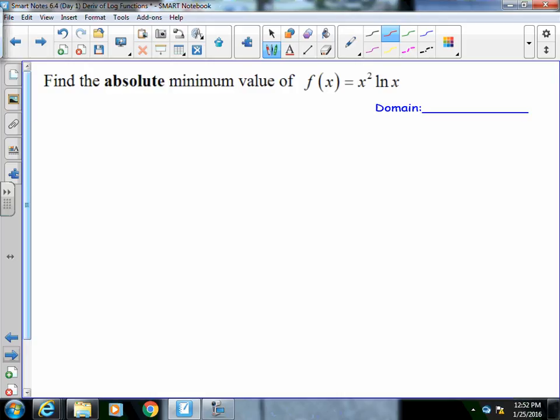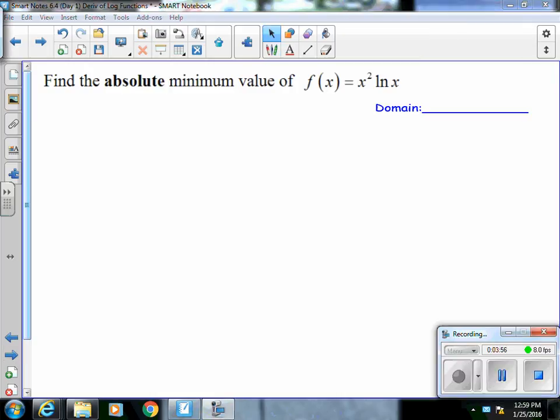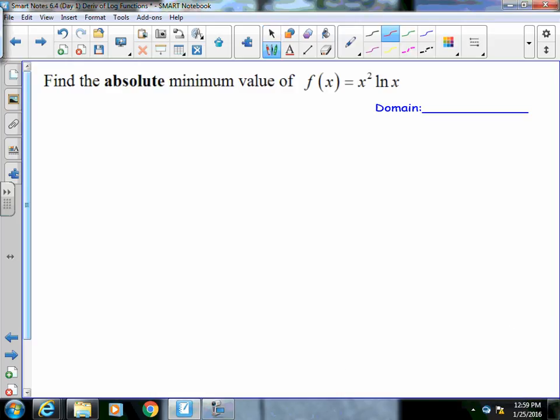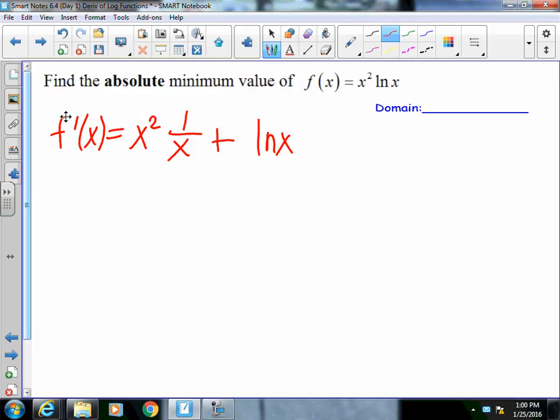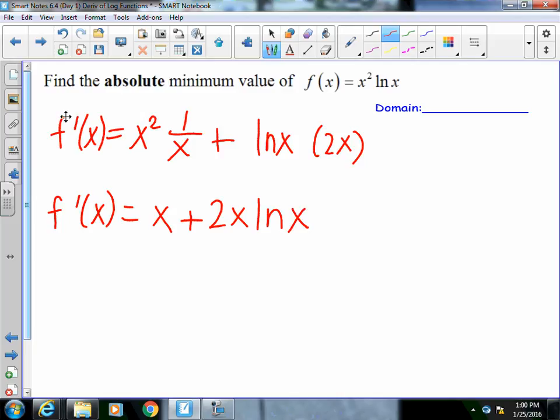Now, this one says find the absolute minimum value of f of x equals x squared ln of x. Well, how do we go about finding a minimum? First derivative. So, first thing we need to get is the first derivative, and it's going to involve the product rule: first times the derivative of the second plus the second times the derivative of the first. So, if I rewrite this, I get x plus 2x ln of x, and to find the maxes or mins, I need to set this equal to 0.